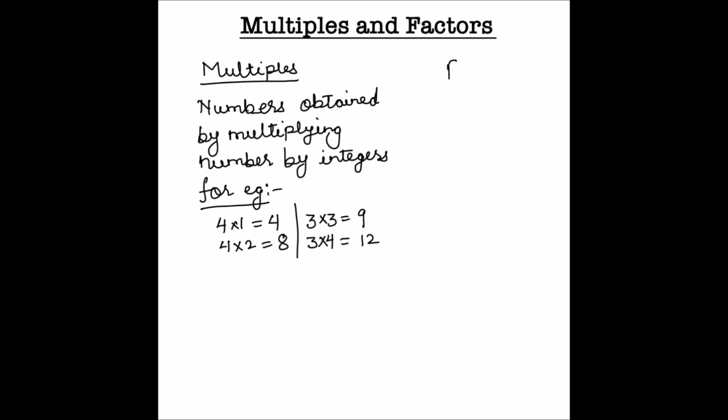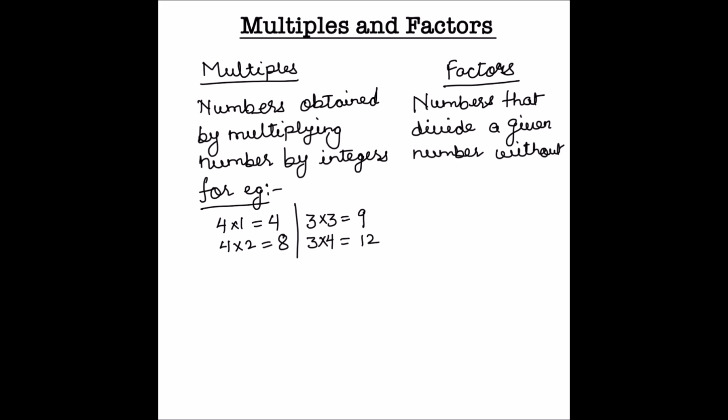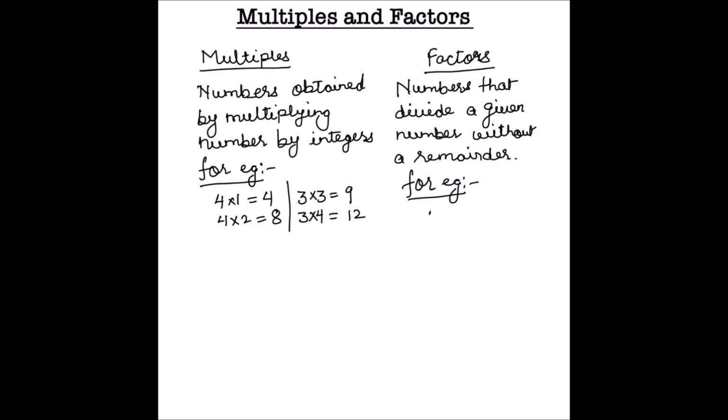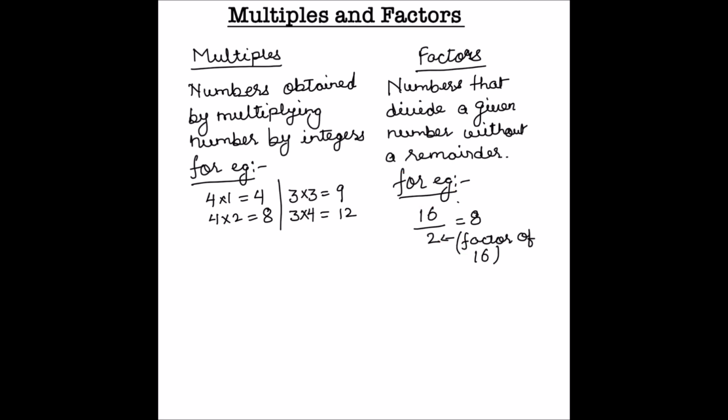Now let's talk about factors. So factors are numbers which divide a given number without leaving a remainder. For example, if we have a number 16 and we divide it by 2, then we'll get 8. So 2 is a factor of 16 here, because we are not getting any remainder and 16 is fully divided by 2.